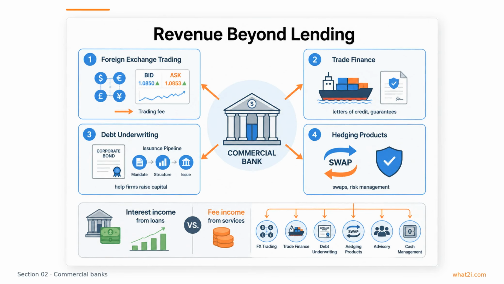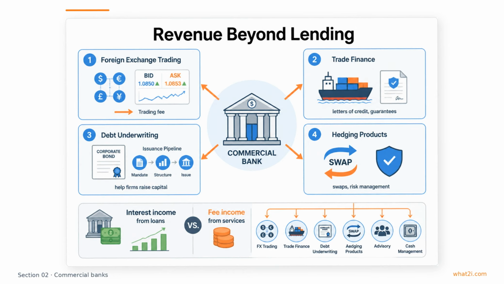Commercial banks also earn money in ways that go beyond plain lending. Many provide foreign exchange services, trade finance, debt underwriting, and hedging products for corporate clients. For example, an exporter may need currency conversion, a guarantee for international trade, or a swap to manage interest rate risk. Banks charge fees for these services, which helps diversify their income away from pure interest spreads. This matters because lending profits can rise and fall with the rate cycle and with credit losses. Fee-based business gives banks another source of revenue and often deepens client relationships.